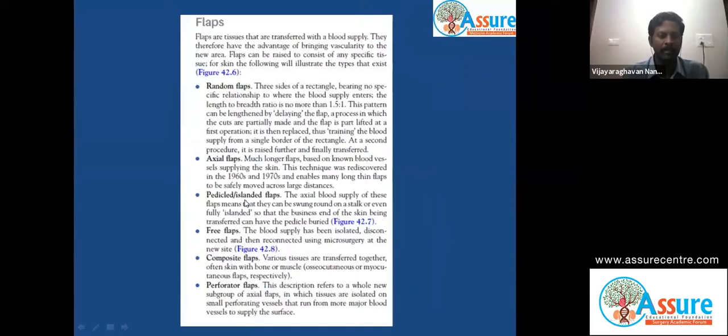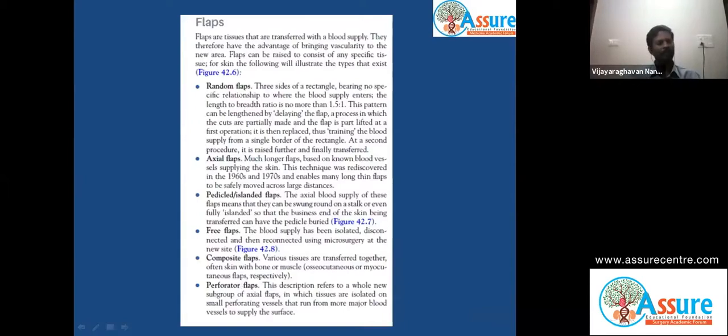See, pedicle flap means it has a particular axial blood vessel supply. Free flaps: free flap means you take a blood vessel, take it to another region, and you anastomose it in that region. Okay, so these are all not a particular type of classification. They are just given a random classification. So if you go by plastic surgery text, then you will know.